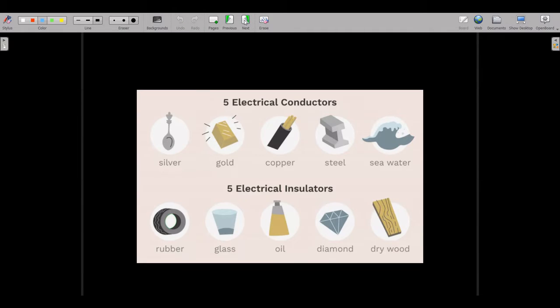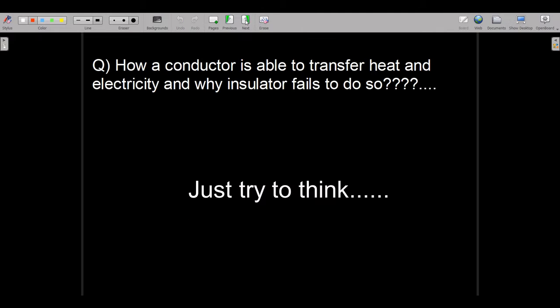These are some examples of conductors and insulators. As you can see, silver, gold, copper, steel are some examples of conductors. While rubber, glass, oil, diamond, and wood are some examples of insulators. There are n number of examples available, and you can look them up on Google, or I hope you know these concepts, you have already studied them, but still I'm revising it just to give a little bit of an idea.